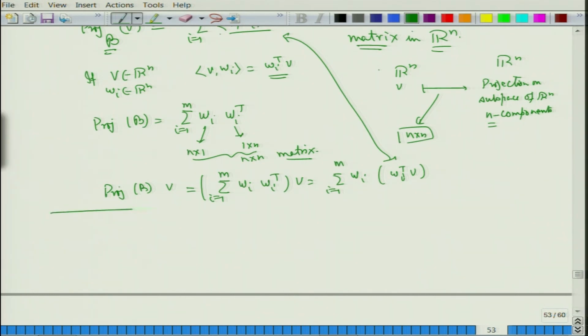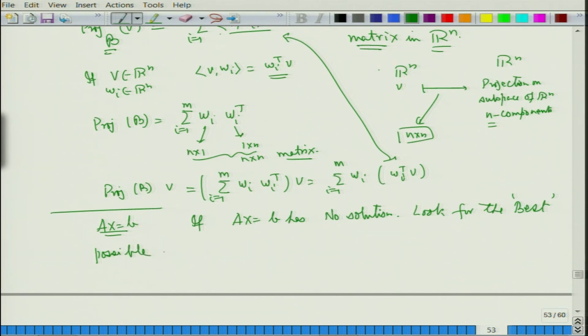The ideas were that I solve the system Ax is equal to B, and I had a solution. If Ax is equal to B has no solution, look for the best possible solution. So, we have to define the difference. We need to define this word best, all right.